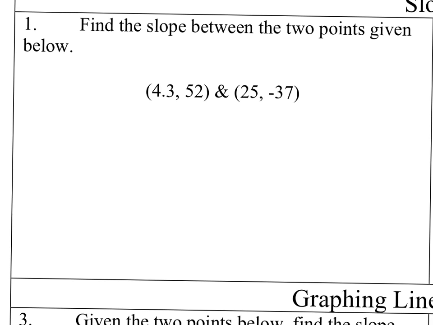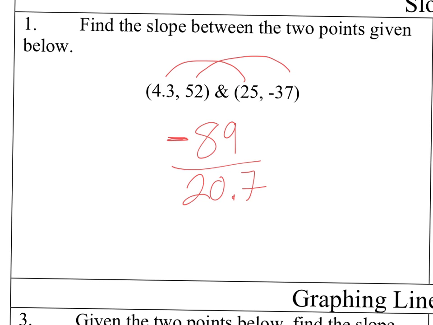We're trying to find the slope between 2 points. To do that, I'm going to figure out how much my x is changing and how much my y is changing to go from place to place. From 52 to negative 37, I'm increasing by 89. That's my y change. My x change, I've got to see how much I'm increasing to go from 4.3 to 25. Sorry, that's supposed to be negative 89. Whew. And 25 minus 4.3 is going to be 20.7. So negative 89 divided by 20.7 will give us a lovely answer of about negative 4.3.